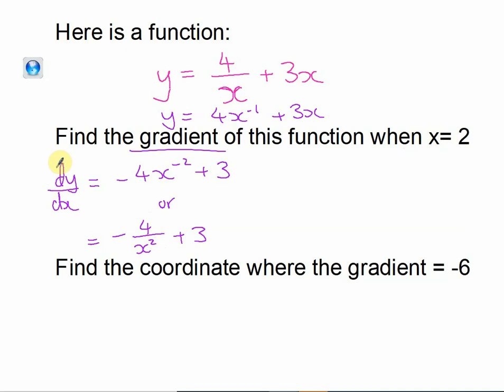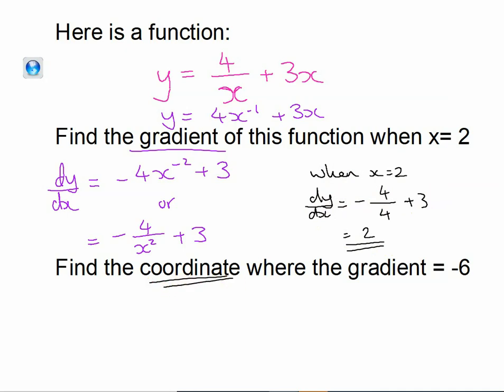So this is our gradient function, here's our x, let's sub a 2 into there. You can use your calculator to do that, but if you've done it this way, you can just do it in your head. So when x is equal to 2, dy by dx is equal to minus 4 over x squared, so that's minus 4 over 4. Minus 1 plus 3 is 2. So the gradient is 2 when x is 2. That's a coincidence.